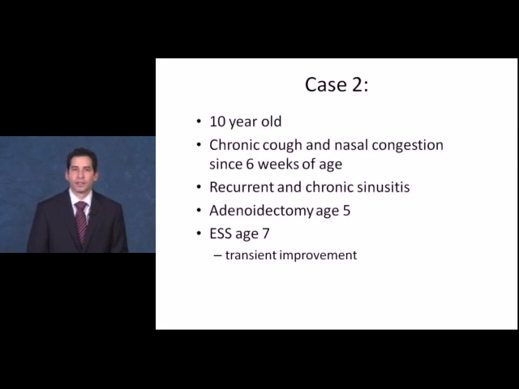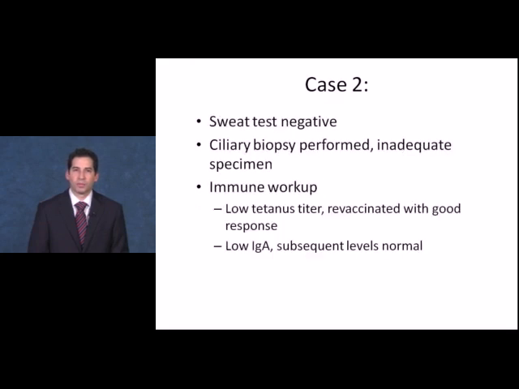The second case is of a 10-year-old presenting with chronic cough and nasal congestion since 6 weeks of age. The patient has a history of recurrent and chronic sinusitis and underwent adenoidectomy at age 5. He subsequently underwent endoscopic sinus surgery at age 7 with transient improvement lasting for several months. He now presents with 3 years of continued sinus symptoms.